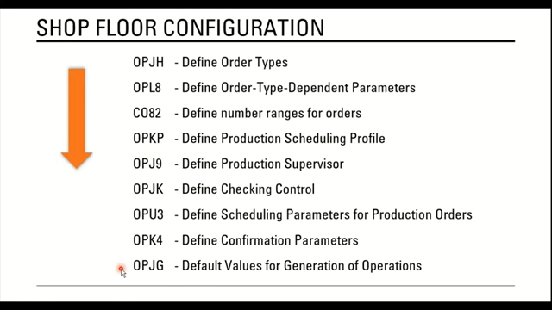And then we have the default values for generation of operations, which can be done directly in the OPJG transaction. So this basically helps us in generating the operations for the rework activities. Since the rework order is not going to have any material master reference in it, but we are actually performing the rework activity on the finished product, right? Or it can be a semi-finished or any rejected part.